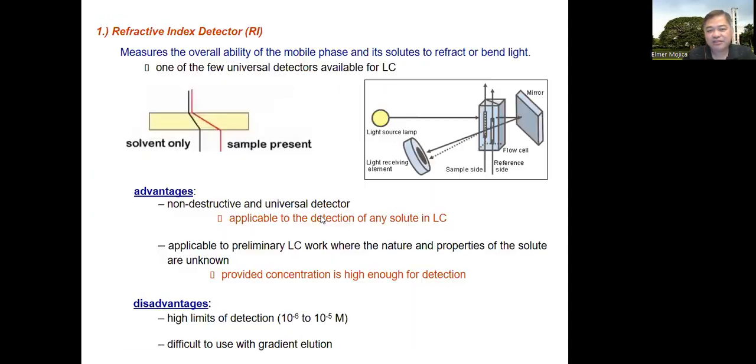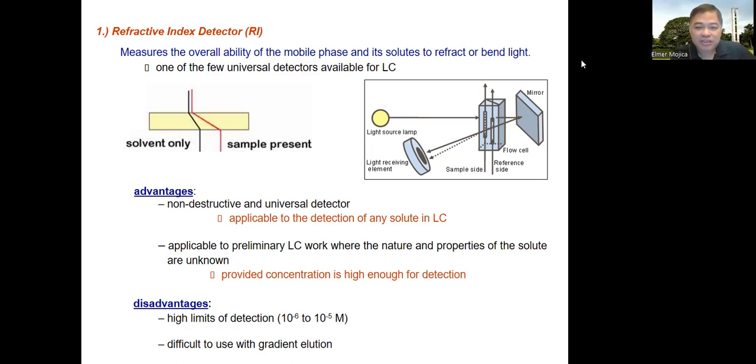refractive index. Okay. So if you're going to look at the refractive index, it looks at the difference between the signal coming from the solvent and your sample. So it measures the overall ability of the mobile phase and solute to refract or bend light. Okay. So it is non-destructive and they usually use it as a universal detector. Okay. Applicable to detection of any solute in the liquid.